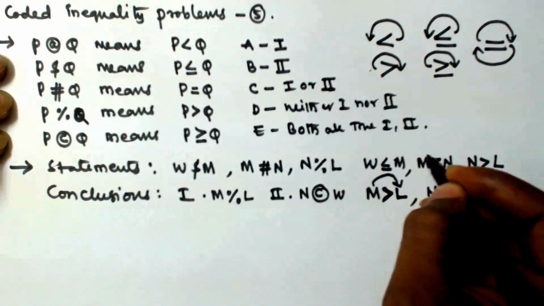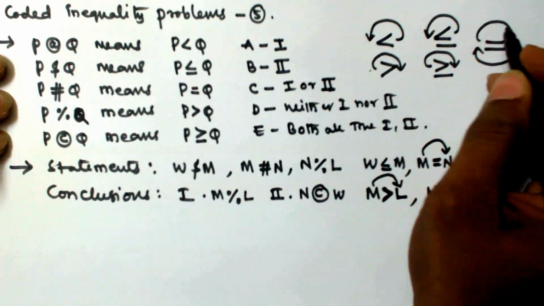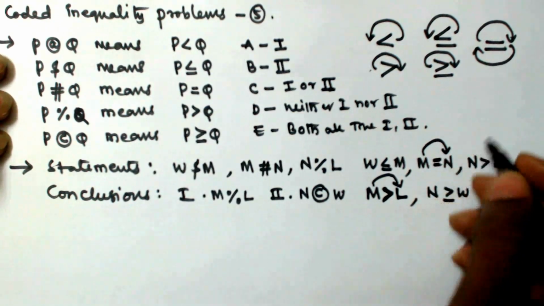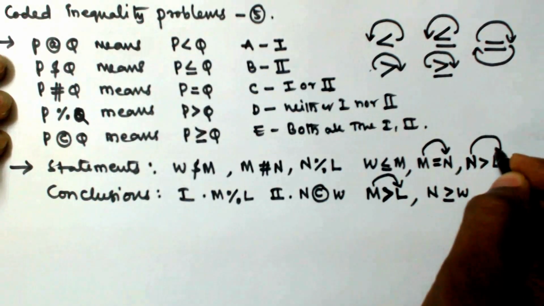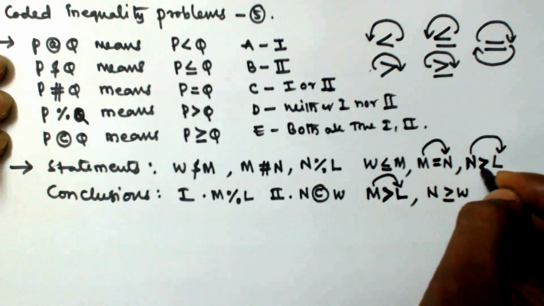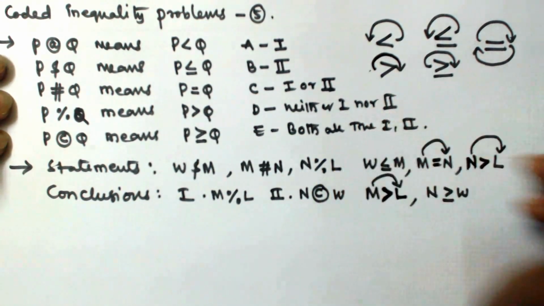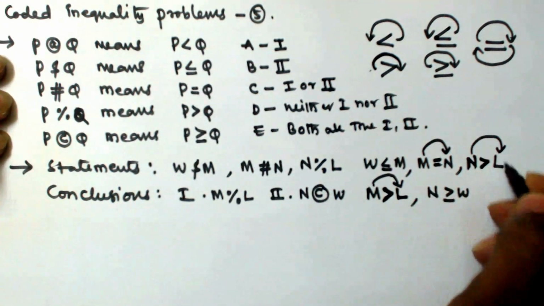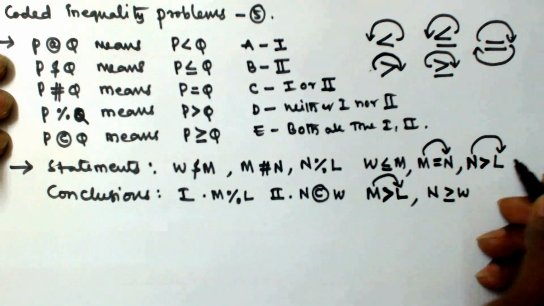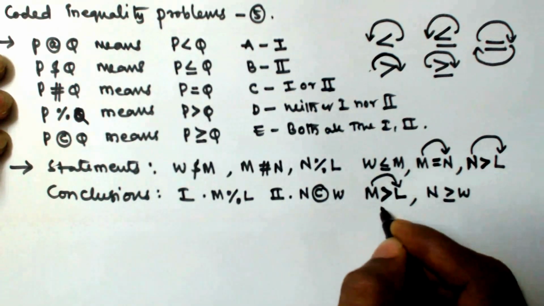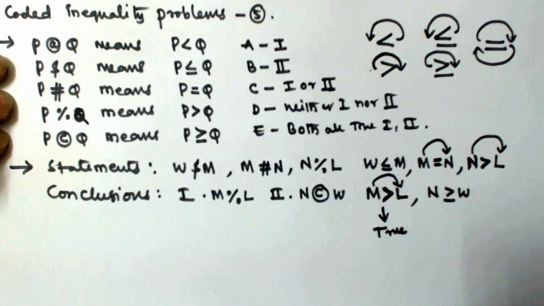So when M is equal to N, we can move M to N according to this one, from left to right. So from M to N I move. Now N I reached. From N where can I go? From N I can reach the L. How can I reach? It is a greater than. Whenever greater than is there, I can move in this direction. So from N to L I can move. That means from M to L I can make a movement in the given statement. So that's why this one is going to be true. So the first conclusion is true.